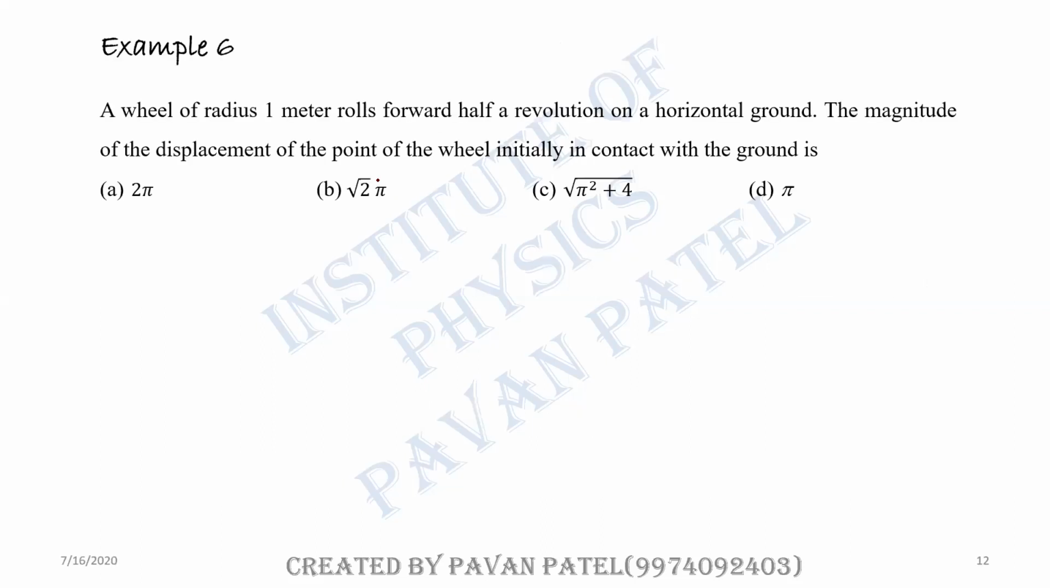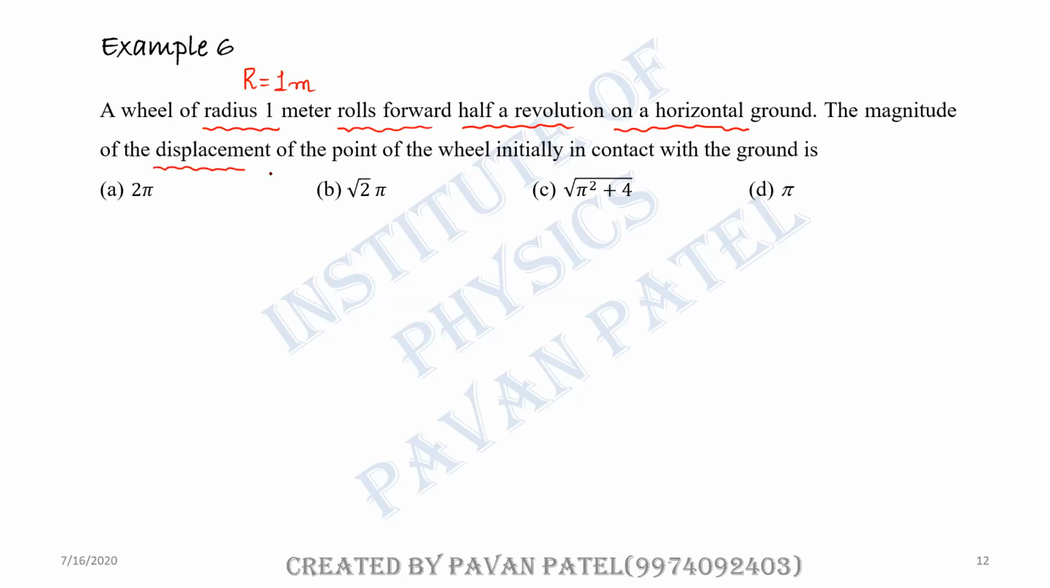A wheel of radius 1 meter. The radius is given as 1 meter, so the value of r is equal to 1 meter. It rolls forward half a revolution on a horizontal ground. We are talking about only half a revolution on the horizontal ground. We need to find the magnitude of the displacement.